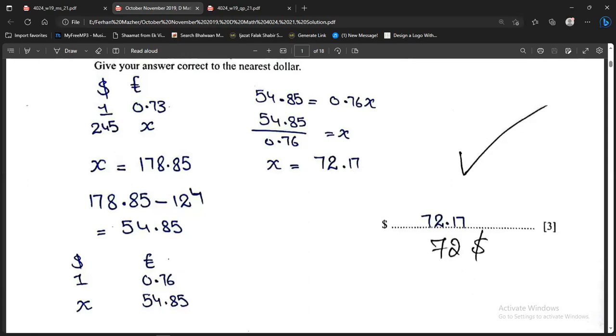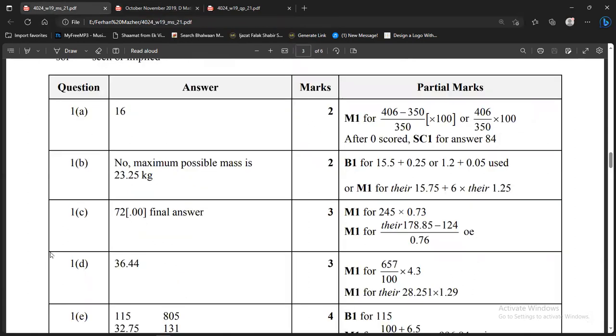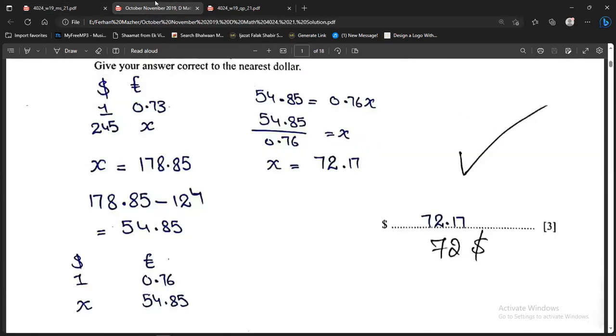Suppose that's X. Just cross multiply here: 1 by X equals 0.76 divided by 54.85. Then cross multiply: 54.85 equals 0.76x, so x is 54.85 divided by 0.76, and that will be $72.17, which is approximately $72 when you round it off. Okay, so this is how this question is done.